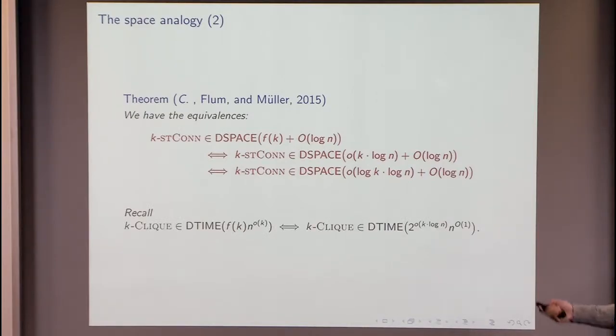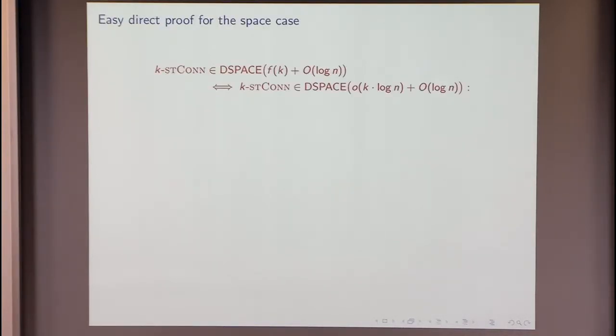This is an analogy of the statement that k-clique in f of k times n to the O of 1, which should be O of 1, so that's a typo, is equivalent to k-clique in time 2 to the little o of k times log n times poly of n. So these are the equivalences, and the equivalence can in fact be shown in just one slide.